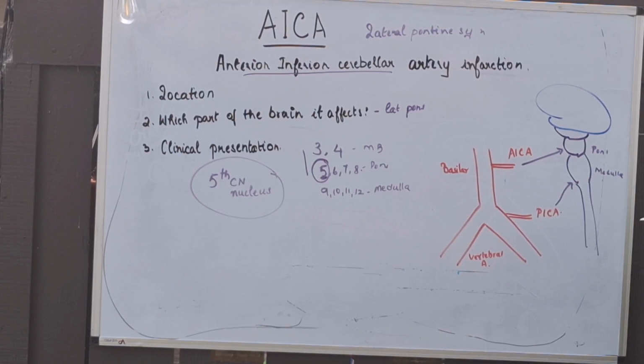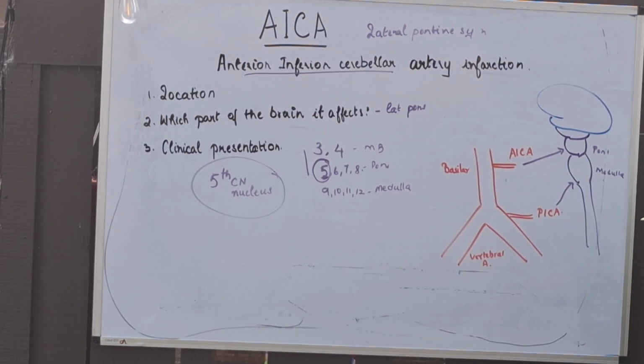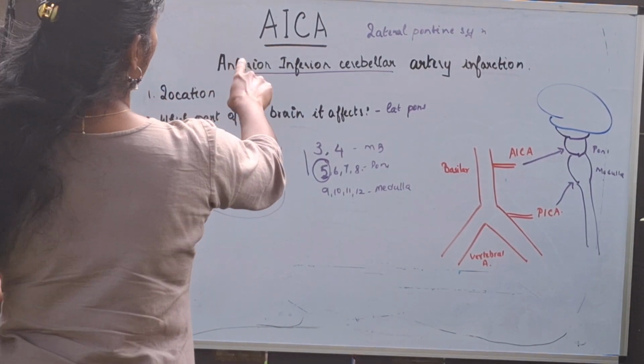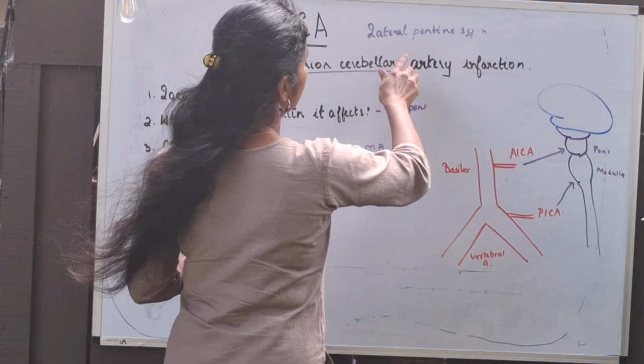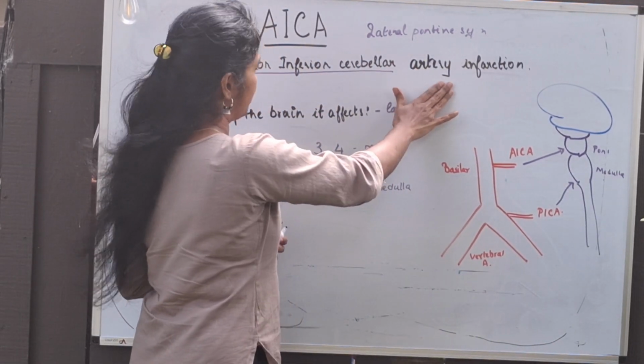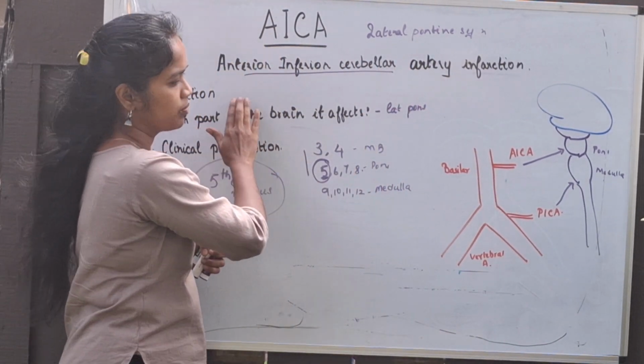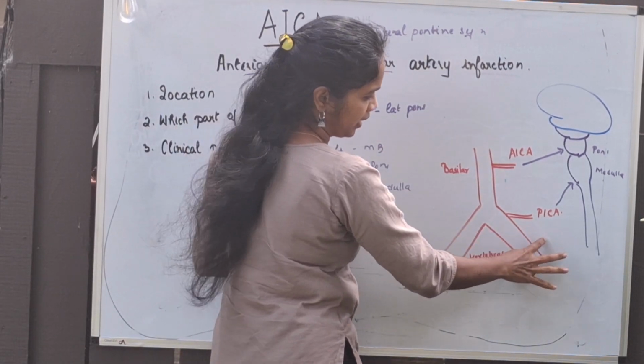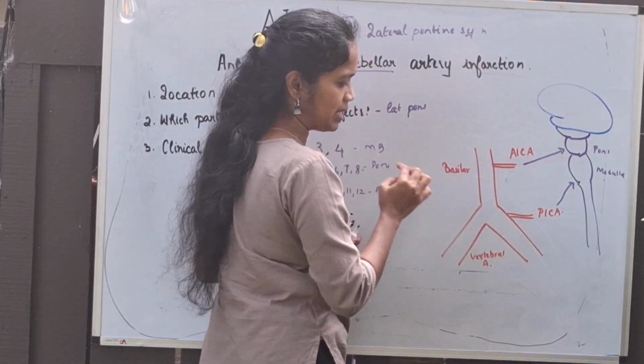Hello everyone. Now I am going to tell you about AICA, that is Anterior Inferior Cerebellar Artery. The Anterior Inferior Cerebellar Artery, where is the location? If you see, this is the vertebral artery which joins to form the basilar artery.